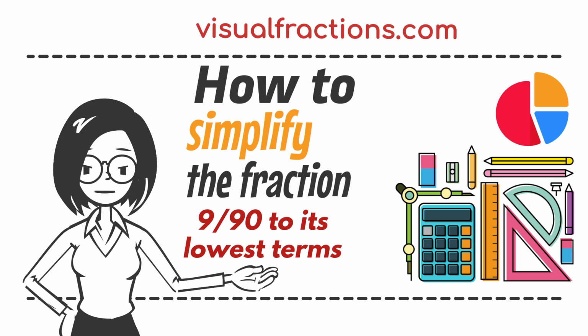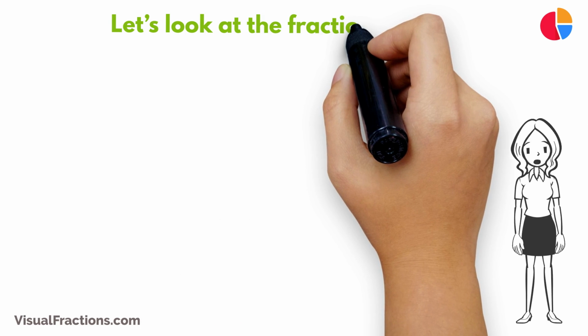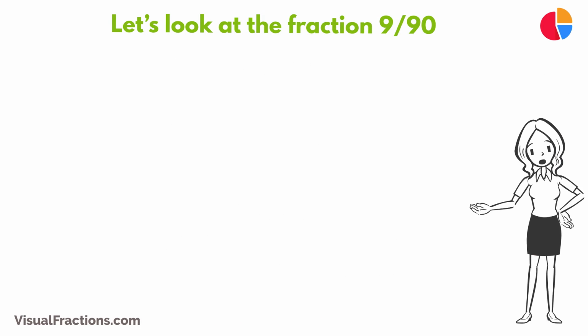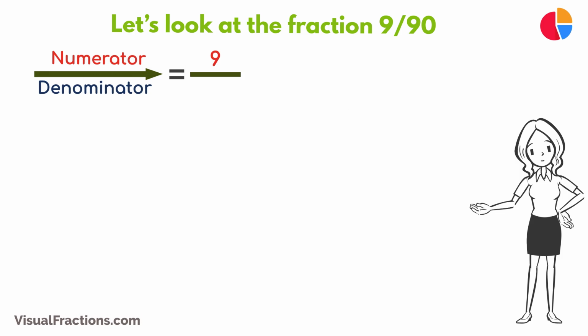Today, we're going to explore how to simplify the fraction 9/90ths to its lowest terms. Let's look at the fraction 9/90ths. To simplify it, we'll divide both the numerator and the denominator by their greatest common factor.